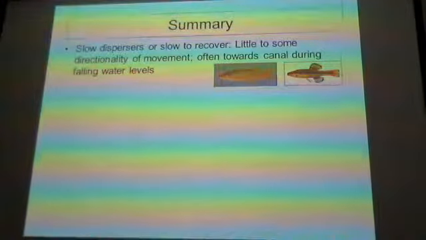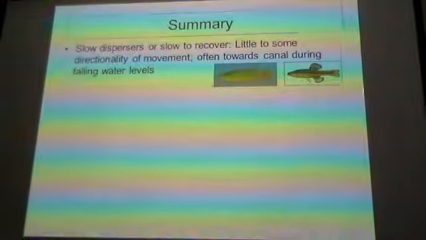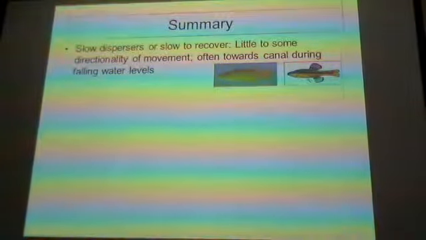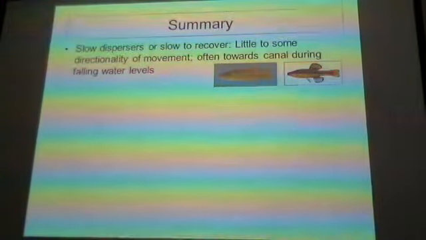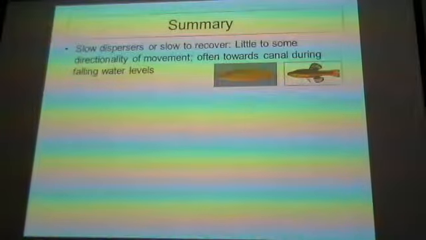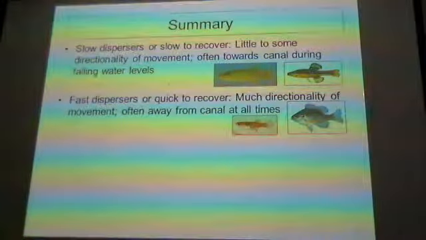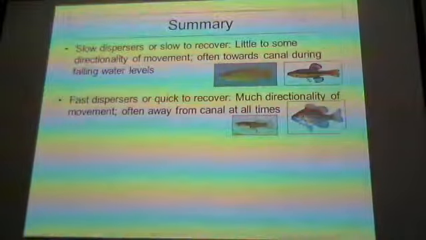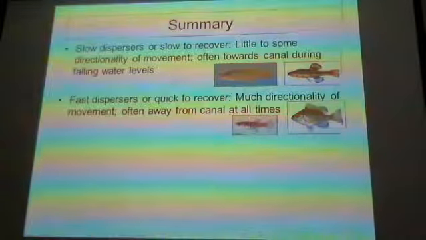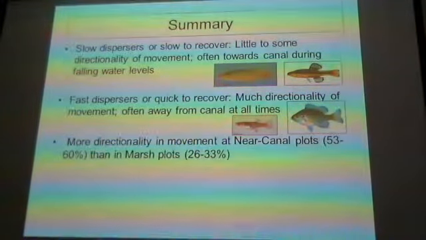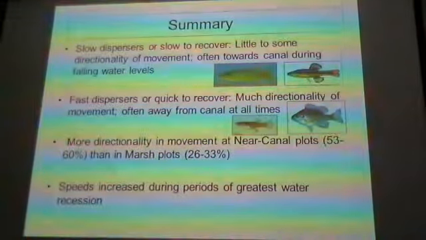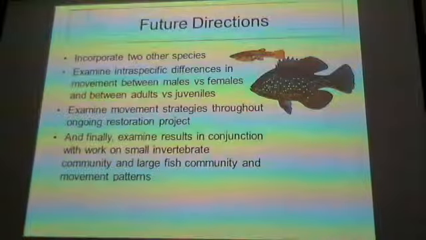So just a quick summary. The slow dispersers, the guys slow to recover. There's some directionality of movement, often towards the canal during falling water levels. Fast dispersers, quick to recover, often very significant directionality, but always away from the canal. And then, speeds increase during periods of greatest water drawdown.